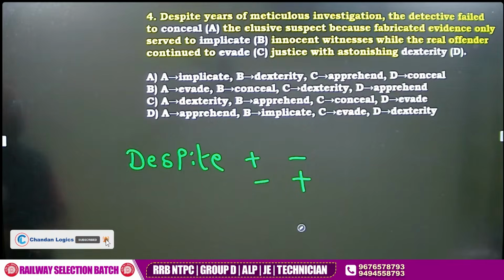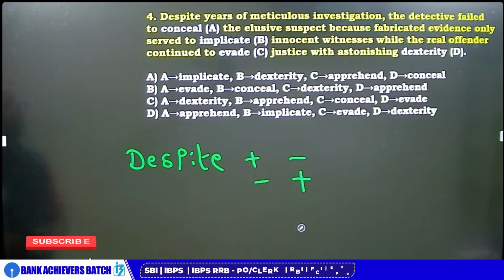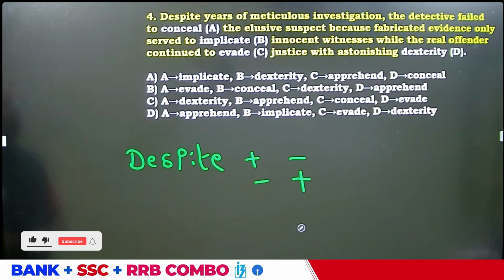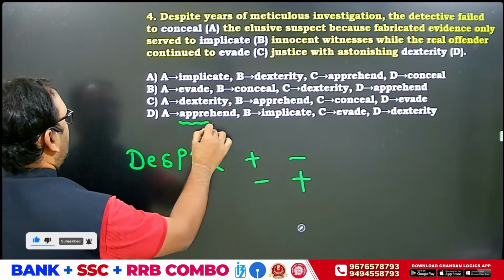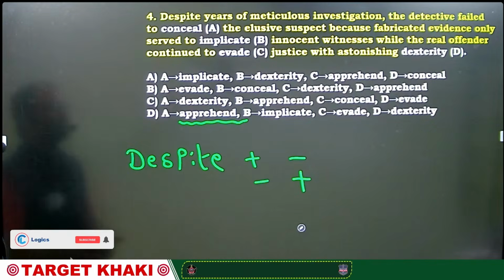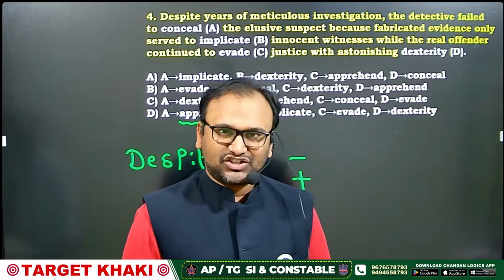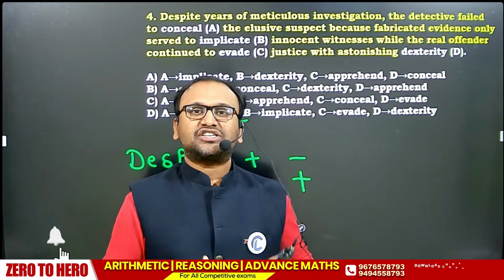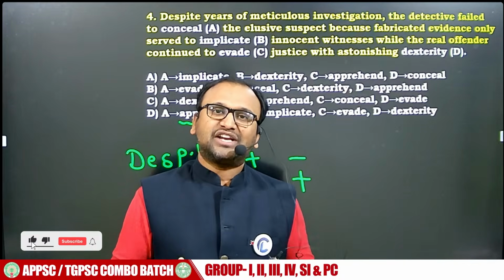So despite years of meticulous investigation, the detective failed to dash the elusive suspect. So generally you observe, there was an investigation that took place for many years. Then if the detective failed, he must have failed to apprehend the suspect. I'll give you one example. 10 years the police have conducted the investigation, but they failed to arrest the criminal. 10 years of police investigation, failed to dash the suspect.